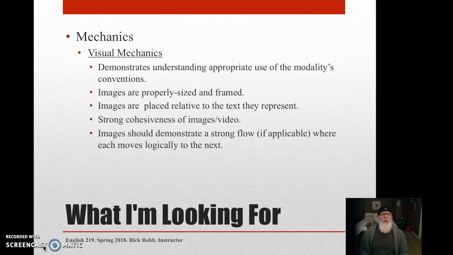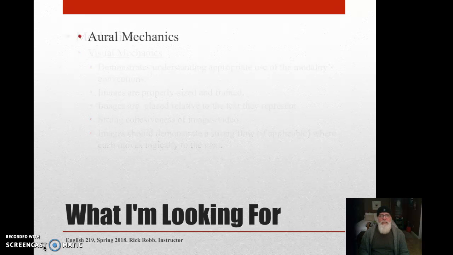Is there strong cohesiveness of images and videos? That means one thing you have a cartoon, on the other one you have a photograph, right? Or a cartoon in a different style. They need to work together. Images should demonstrate a strong flow, if applicable. They may not need to be in here, where each one moves logically to the next.